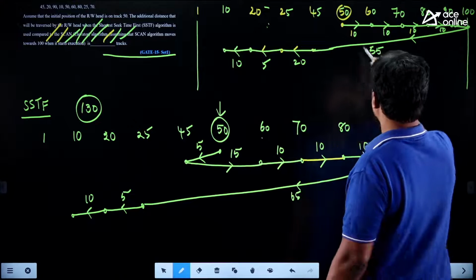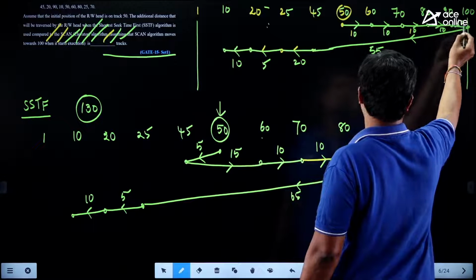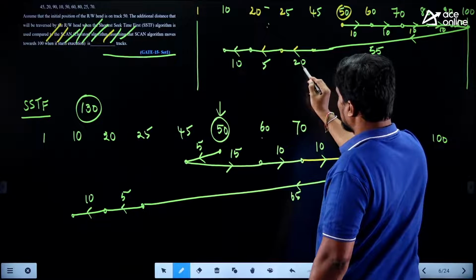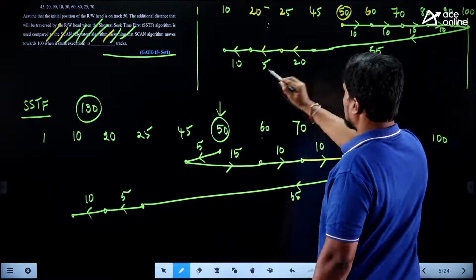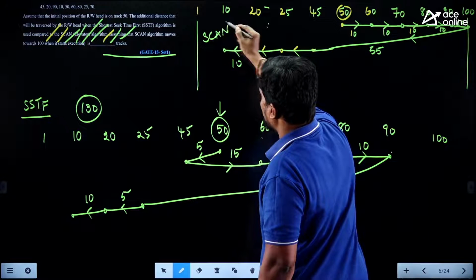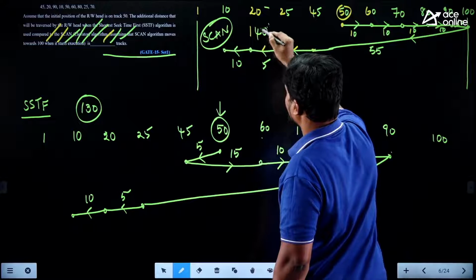Okay, right. So now this is 50, then it is 60, 60 plus 20, 80, right? 80 plus 60 if you verify, 140. So with the SCAN, we are having 140.